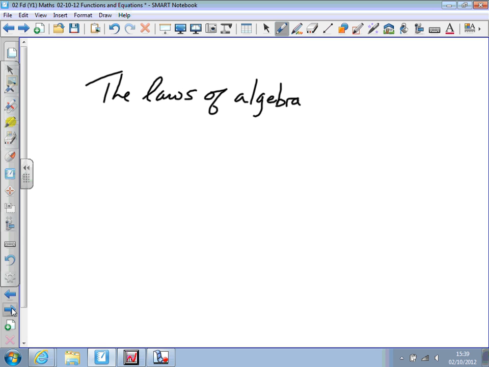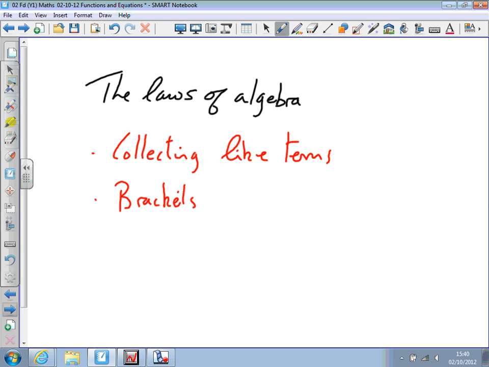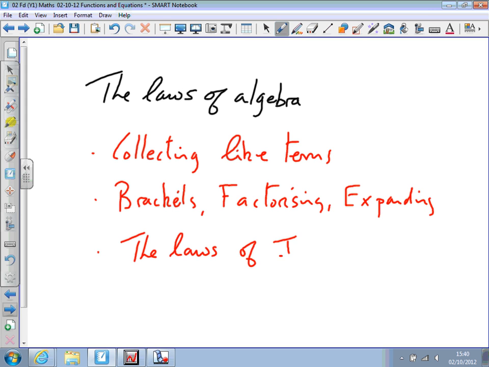Well, I'm sure you've looked at this sort of thing before. It's the idea of collecting like terms. The ideas of brackets, factorizing, expanding expressions, the idea of the laws of indices that we've looked at in the past, but we'll remind you of them, or I'll remind you of them. Those sorts of things we need to look at now and remind ourselves of.